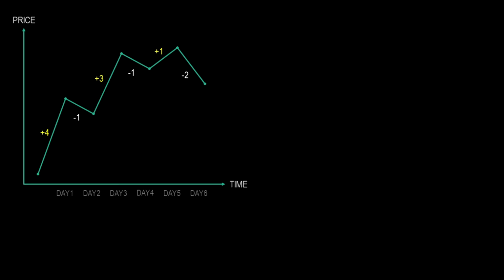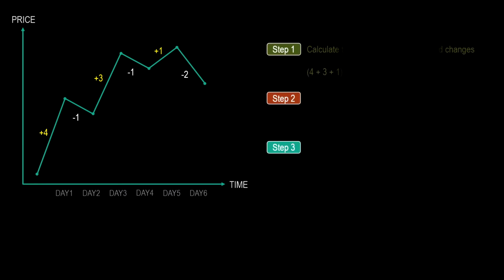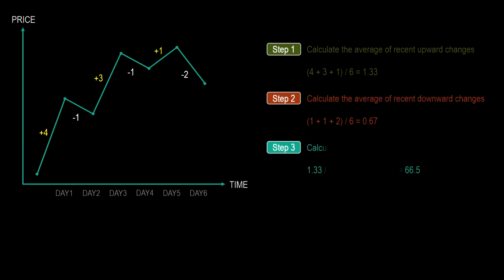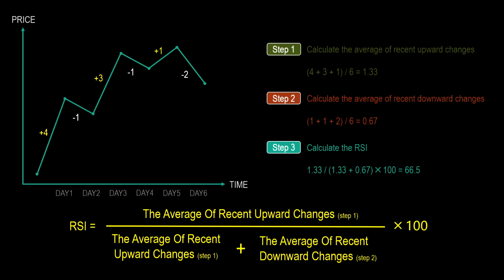Taking the ups and downs in the chart as an example, RSI can be calculated in 3 simple steps. Calculate the average of recent upward changes first. Then calculate the average of recent downward changes, and finally calculate the RSI, that is, divide the average of upward changes by the sum of the two averages.